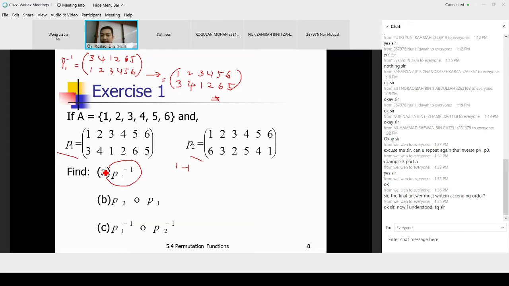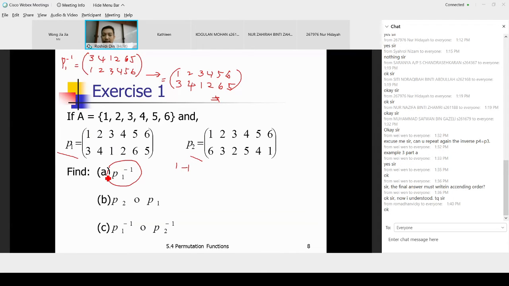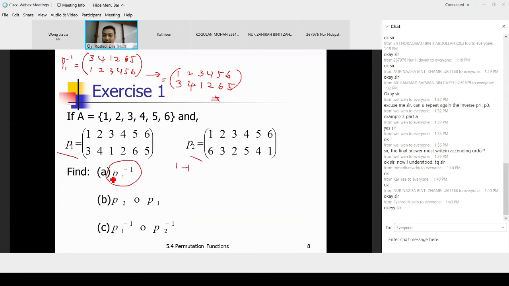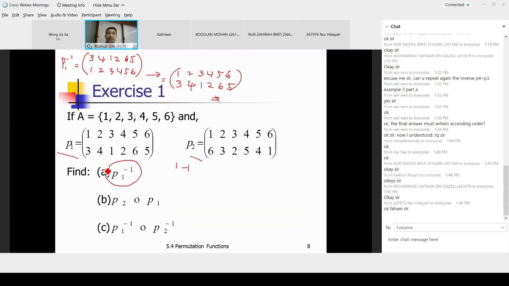So far, okay, class? For exercise 1A, any question? Everybody get the answer, how to get the answer? Everybody? Okay, good. Now we move to this question. Okay, faham, good. This question.